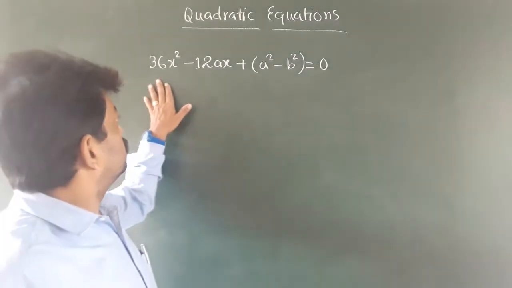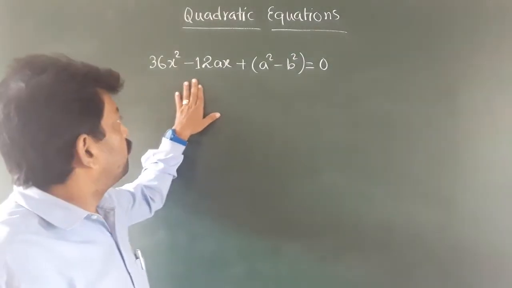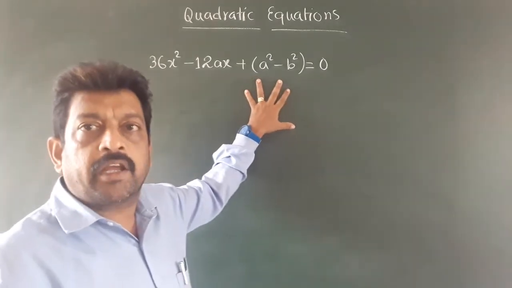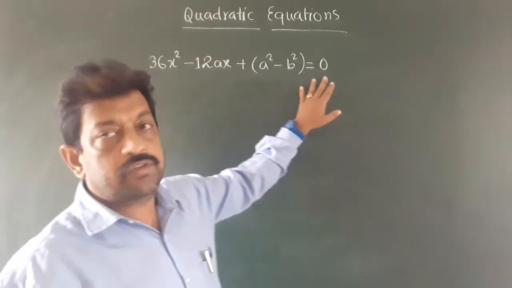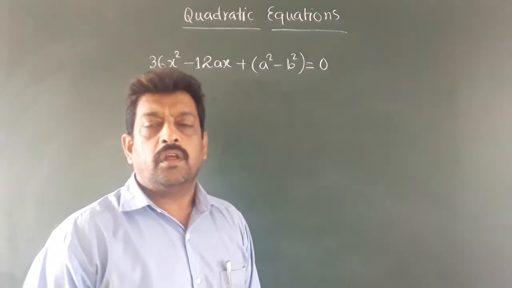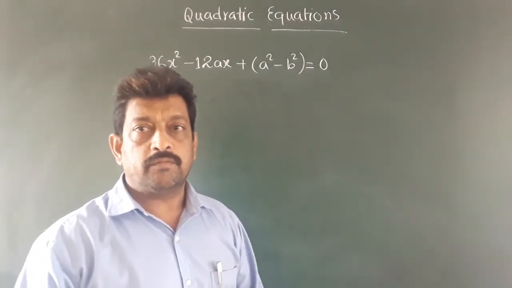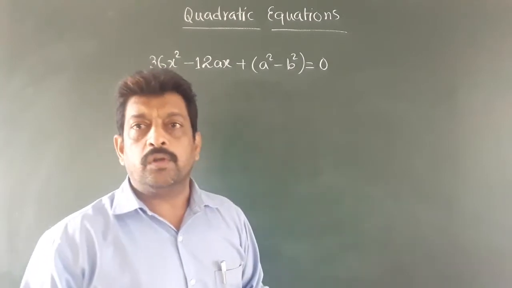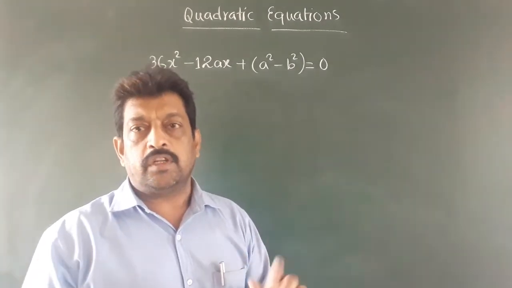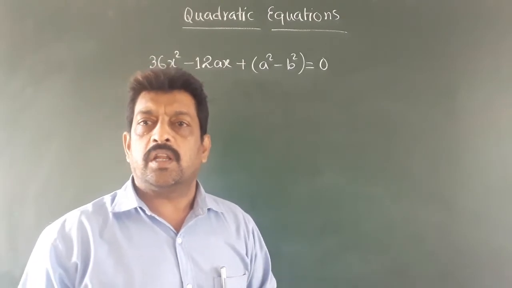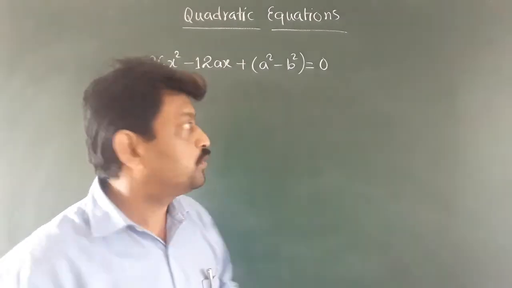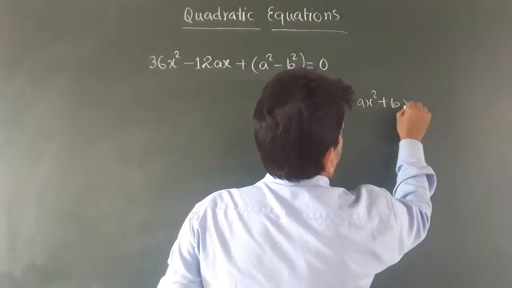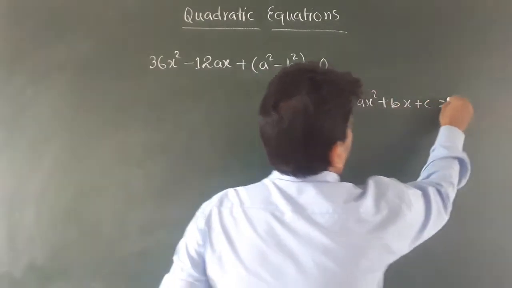See the equation: 36x square minus 12ax plus inside the bracket a square minus b square equals to 0. This is a quadratic equation and we have to find the roots by using the quadratic equation formula. Now we all know the general form is ax square plus bx plus c equals to 0, like this: ax square plus bx plus c equals to 0.